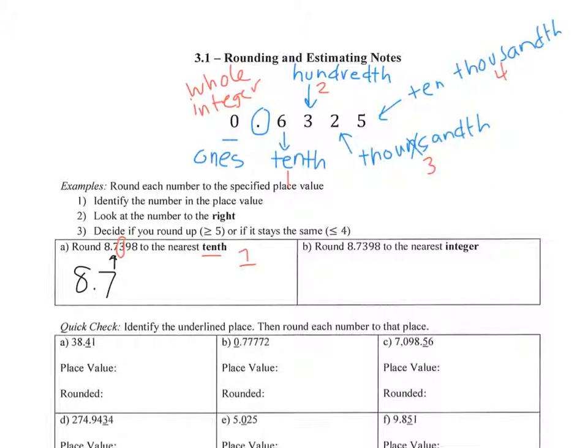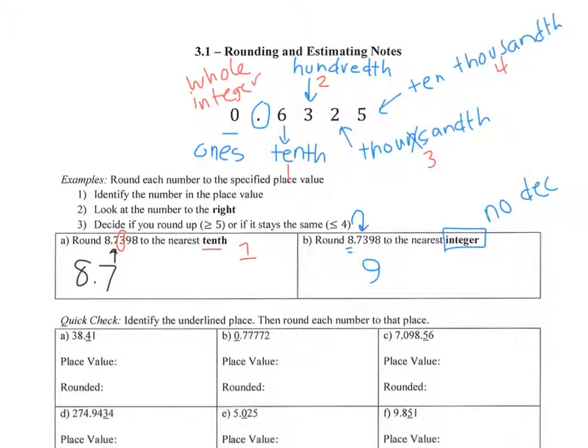Round to the nearest integer. Integer means no decimal at all. So I'm going to look at the 7. Now, if 7 is 5 or more, it means I need to round up the 8. So 7 is 5 or more, so the nearest integer is 9.